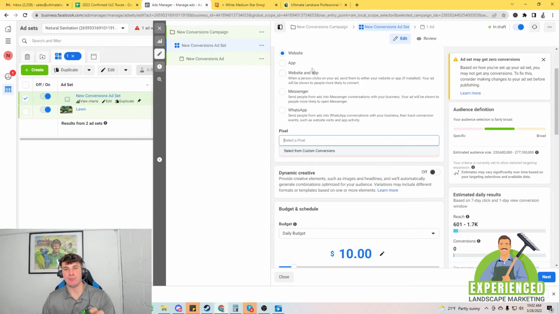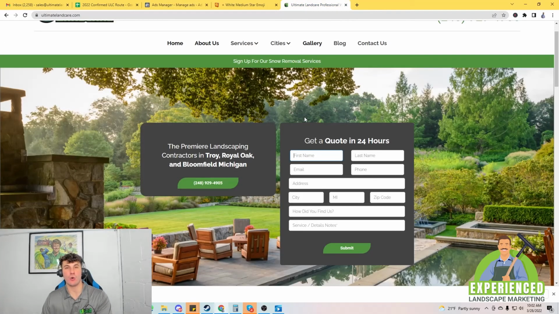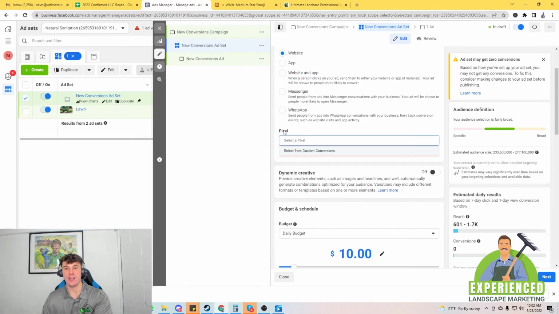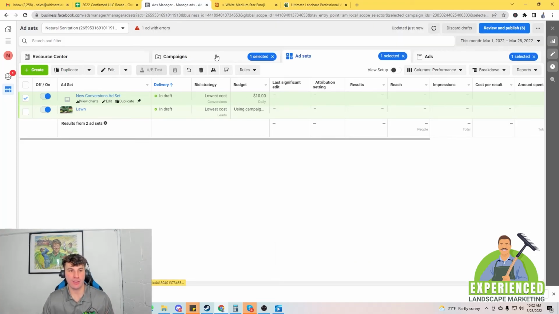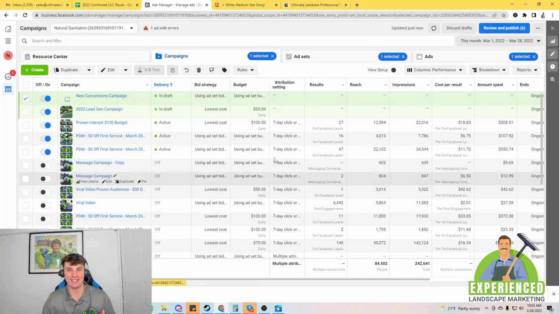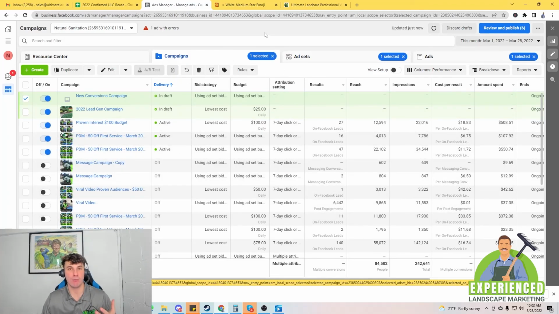But we're sending people from Facebook to your website or a specific landing page regarding the types of services, and they're going to fill out this form, go to the thank you page, the pixel will fire, and now this campaign is going to look for more people who actually completed those steps, which means higher intent, higher quality customer, and they're probably going to pay more. Okay, so those are the 3 different types of campaigns that you can run to start getting more landscaping, more lawn care customers for your business in 2022.